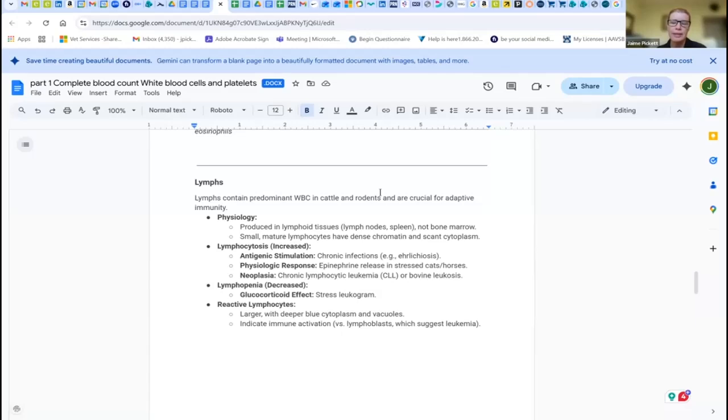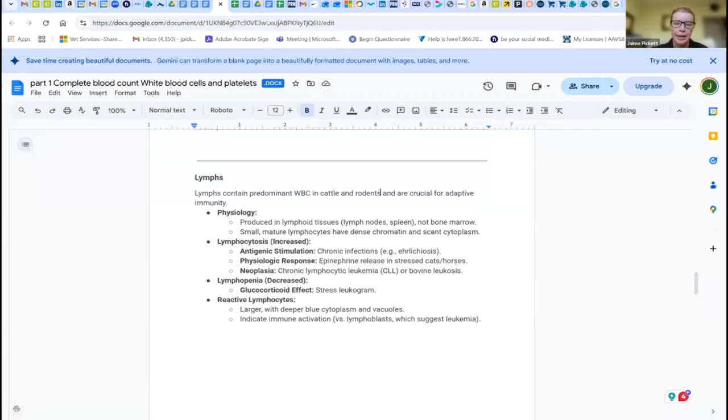Lymphocytosis can mean several things. It can mean a chronic infection, a physiological response in a stressed or excited animal, or something neoplastic like chronic lymphocytic leukemia. Lymphopenia, again, not enough lymphocytes, is one of the hallmark signs of a stress leukogram. So when cortisol levels rise, lymphocytes fall.